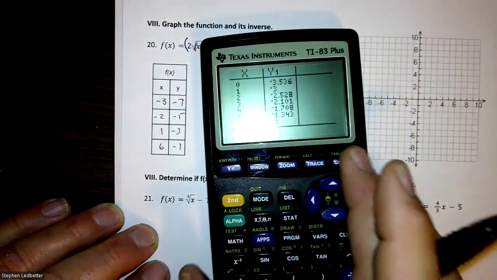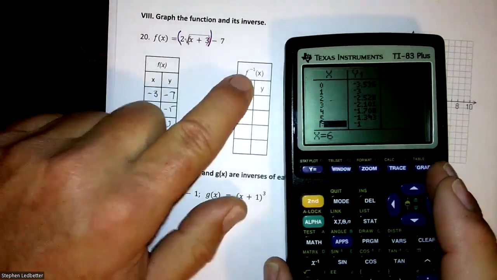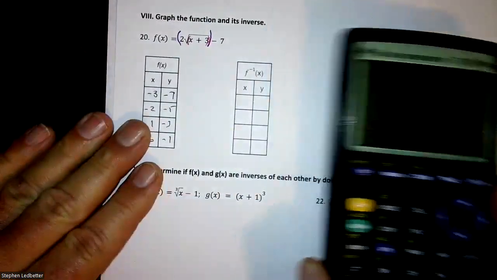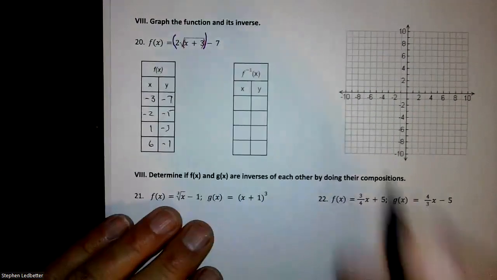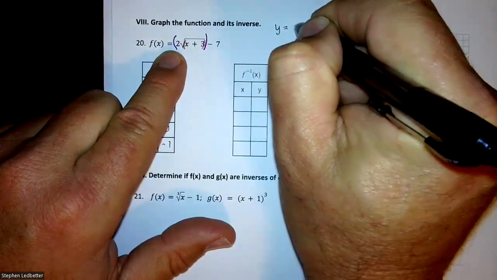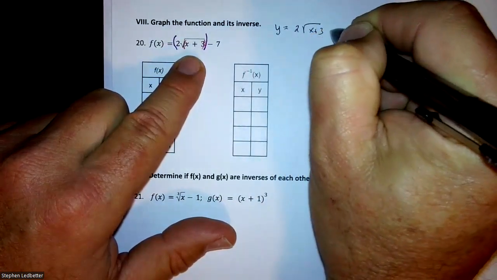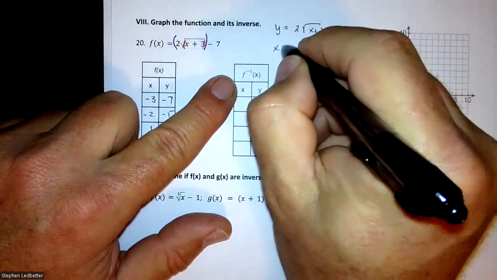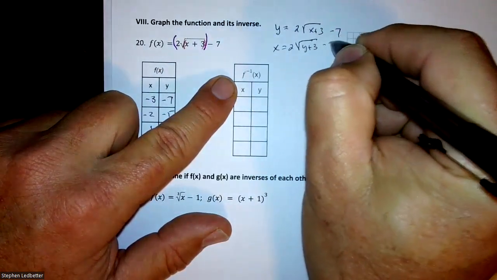All right. And they want us to graph it, and we'll go back and graph it after we get through. So now they want us to do the inverse. That's what that means. It means replace the y's with the x's. So I'm going to do that math right here. So instead of f of x, I'm going to use y. Now I'm going to replace them. Remember, swap the x and y. So this will be x equals 2 square root of y plus 3, minus 7.